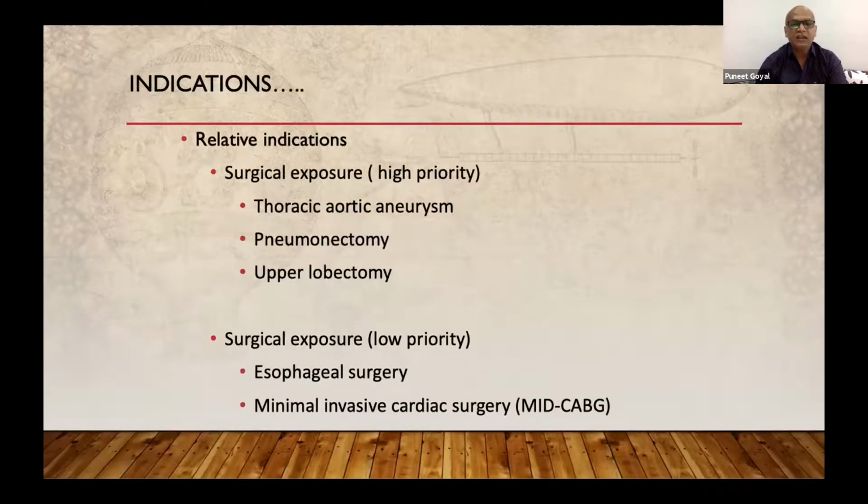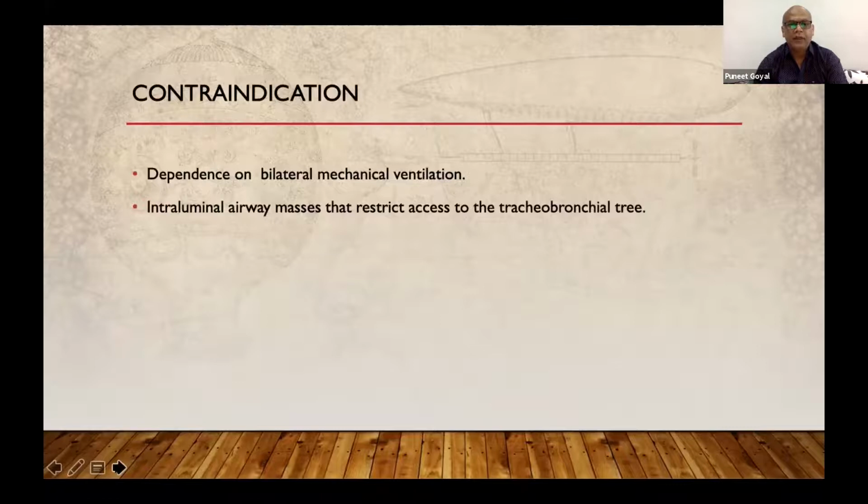Relative indications are those surgical exposures which are of high priority, like thoracic aortic aneurysm, pneumonectomies and upper lobectomies, and surgical exposures with low priority are esophageal surgery and minimally invasive cardiac surgery like MIDCAB. Contraindication for one lung ventilation is if the patient is dependent on both the lungs for mechanical ventilation, or if there is an intraluminal airway mass that is restricting the access to the tracheobronchial tree.